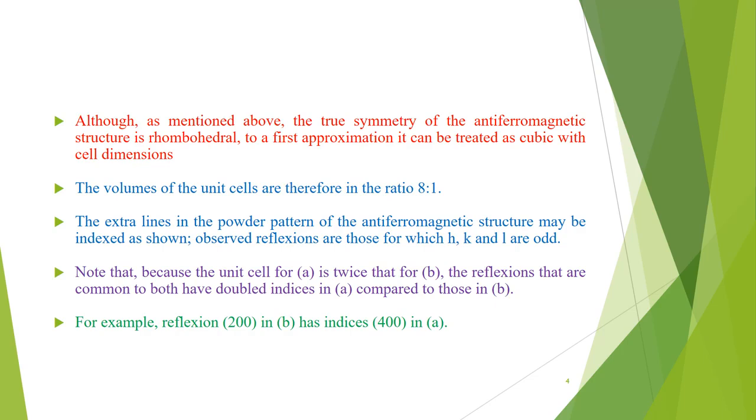Note that because the unit cell for A is twice that for B, the reflections that are common to both have double indices in A compared to those in B. For example, the reflection from plane 200 in B has the indices of plane 400 in A.